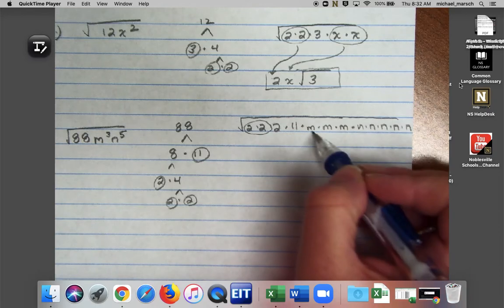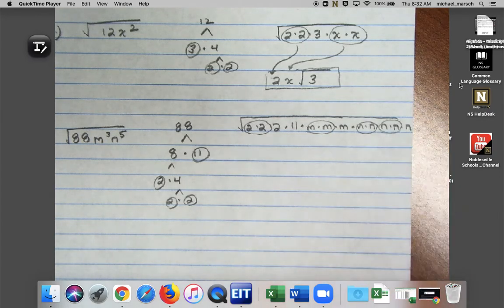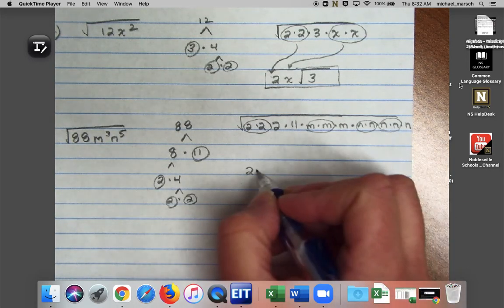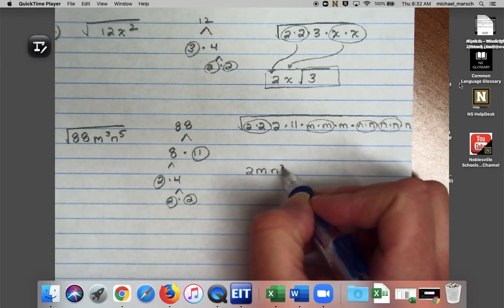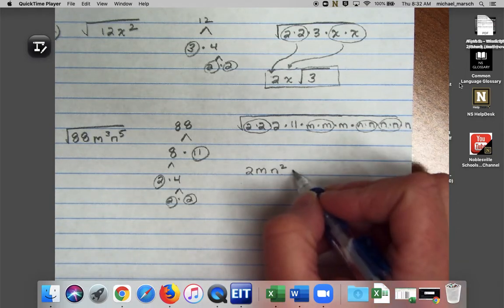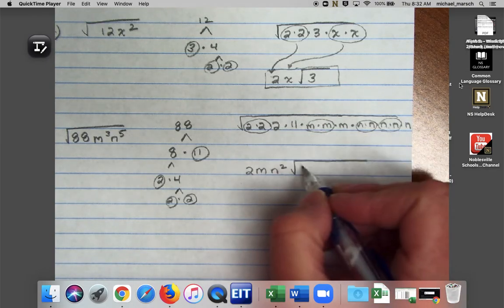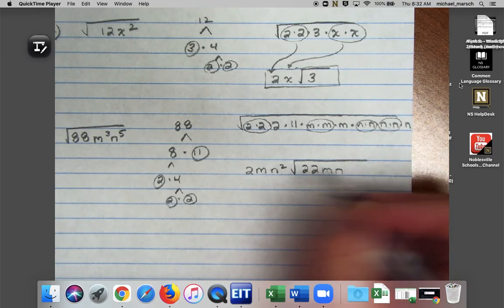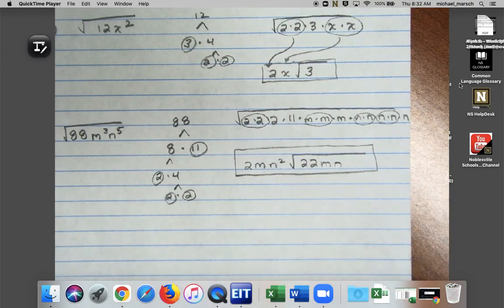I've got a pair of 2's. I've got a pair of m's. And I've got 2 pairs of n's. So I'm going to take out a single 2, a single m, and 2 n's because I have a pair of them. So that's going to be n times n. And then what's left underneath, what doesn't have a circle, is 2 times 11, which is 22, and then mn. And there's my answer. So really, if you can find pairs, you can do this problem.